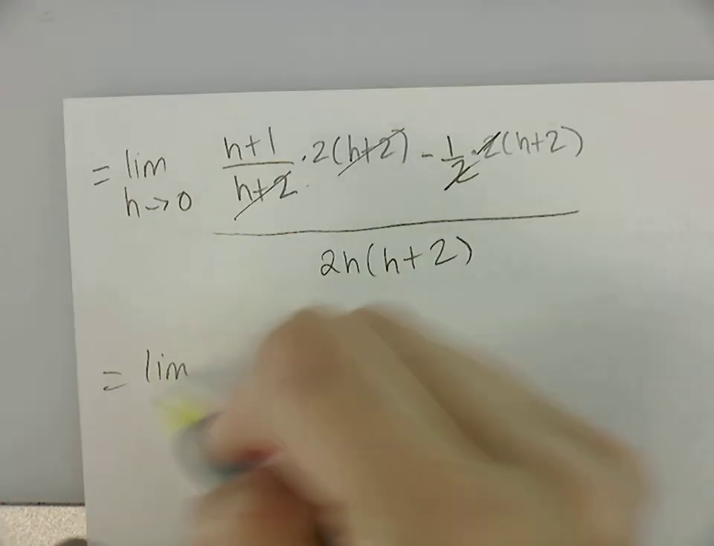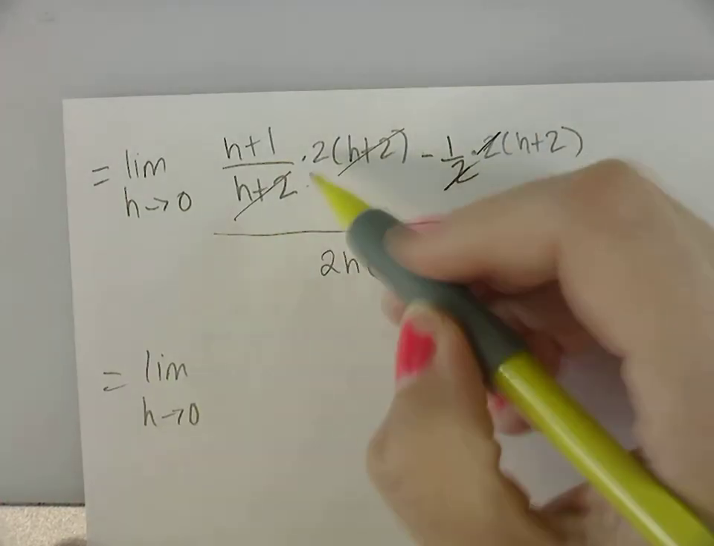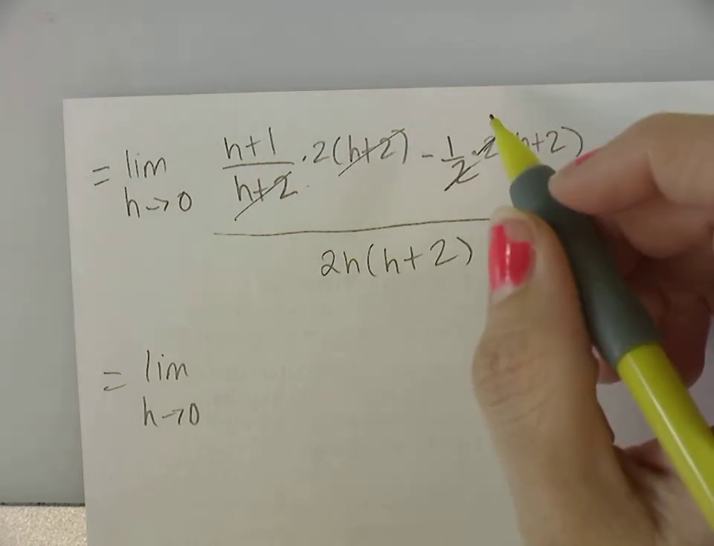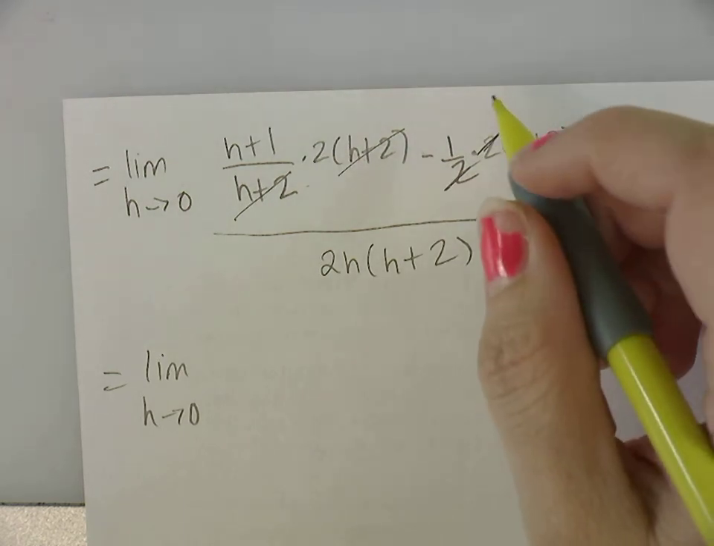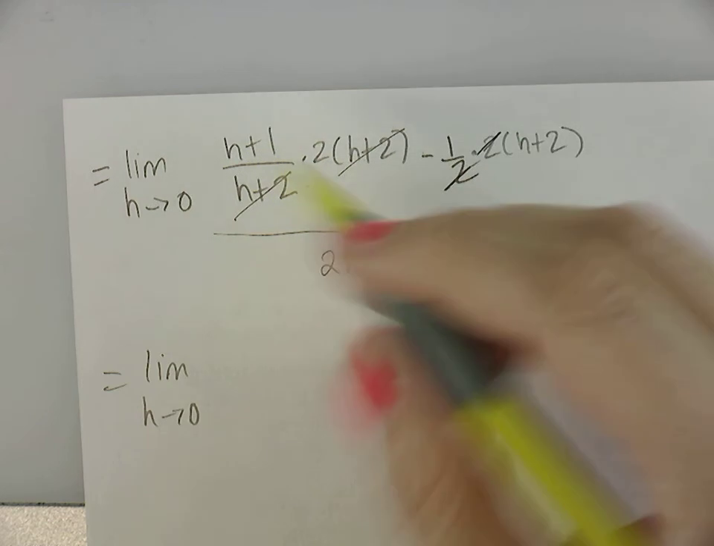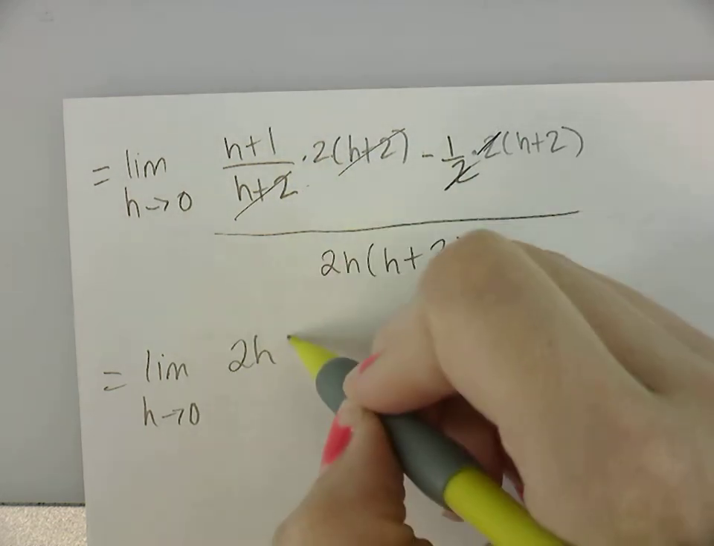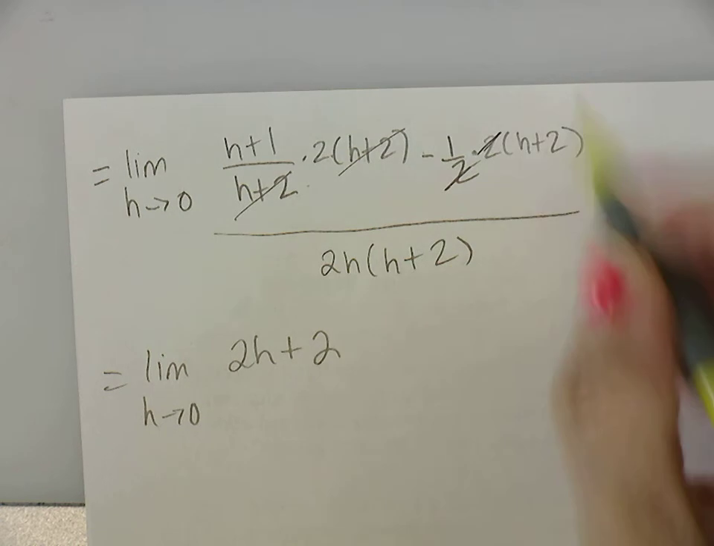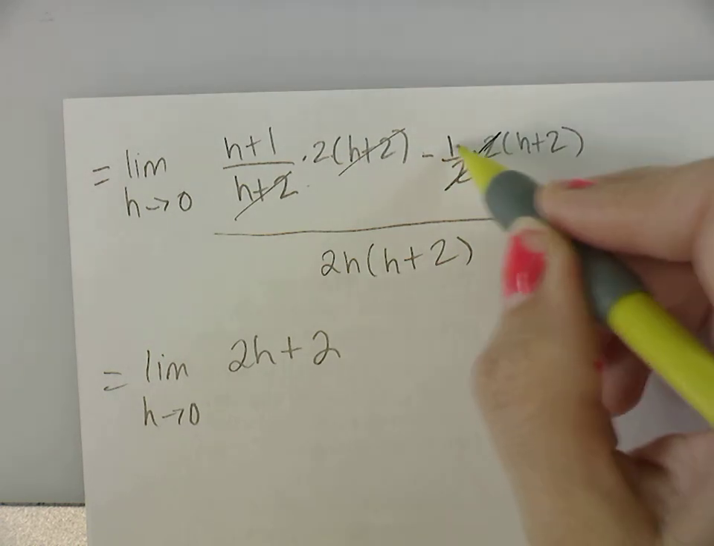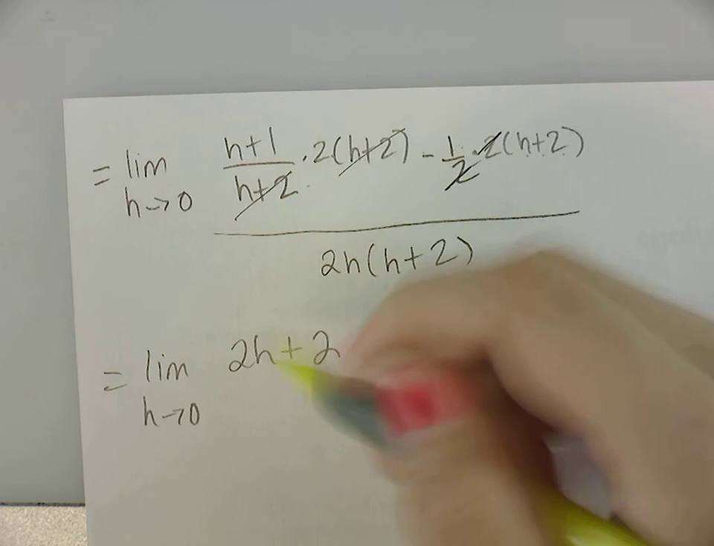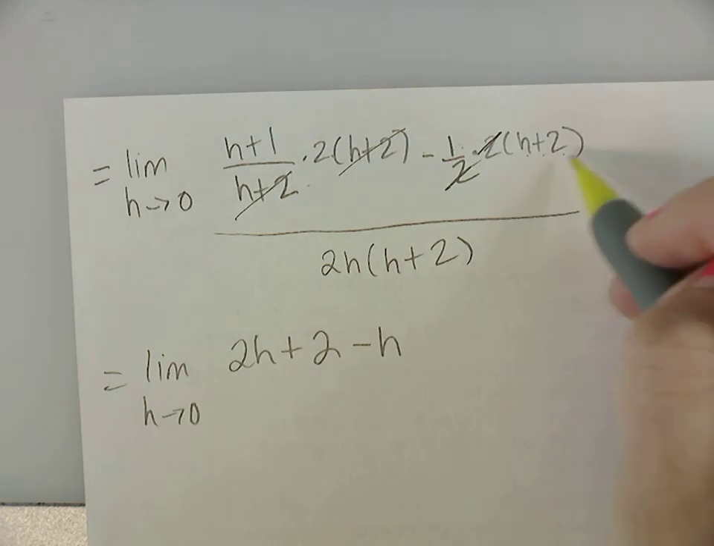Okay, so then this will be the limit as h goes to 0. Now I just have 2 times h plus 1. You can either distribute it here, or if you want to write it as 2 times h plus 1, that's fine too. I'm going to do 2 times h, which is 2h, 2 times 1, which is 2. And then here I have a negative 1. So I'm multiplying negative 1 by h plus 2. So this would be negative h minus 2.